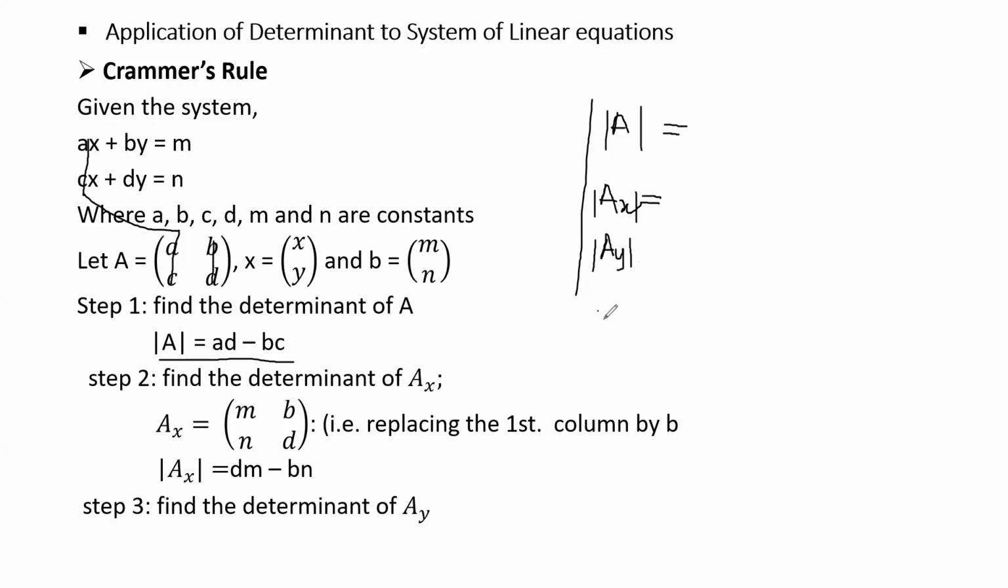The rule says that x is equal to the determinant of AX over the determinant of A, so you get your x straightforward. No matter how difficult it is, you can do this very easily. And y is also equal to the determinant of AY over the determinant of A. So that's what we call Cramer's rule. So we have solved it. That's very simple.